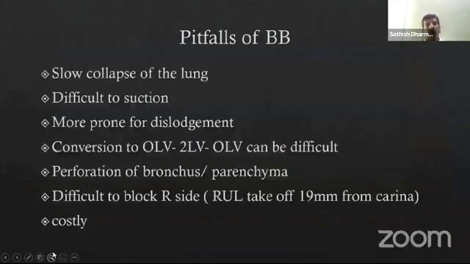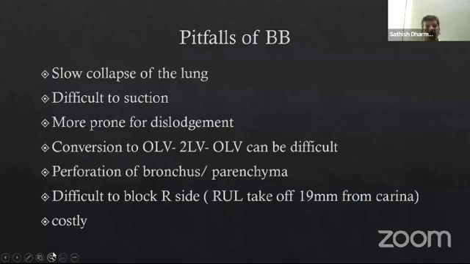These are the pitfalls of bronchial blockers: slow collapse of the lung, or difficulty in suctioning because the lumen is very small, you cannot suck it like a DLT. That's why whenever there are high secretions, pus or blood, DLT is the standard of choice, not the bronchial blocker. And since it is very small, it is more prone to dislodgement. Suppose the surgeon asks to convert into 2 lung and then again 1 lung, you cannot do it with the bronchial blocker. It is not very easy.